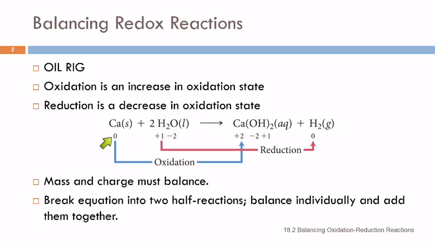So what we'll do is we'll take the oxidation part. So this calcium had an oxidation state of 0. It went to +2. And so we'll take the calcium and the calcium hydroxide and we'll work with that as one half reaction, the oxidation reaction. And then here, this hydrogen is going from +1 to 0. It's being reduced. And so that will be the reduction half reaction.